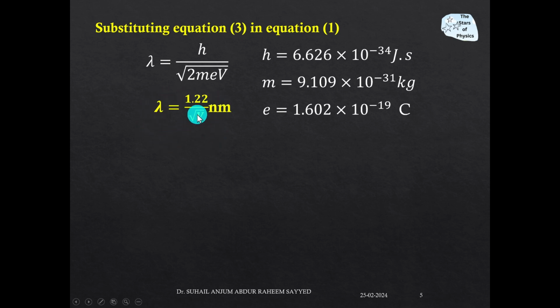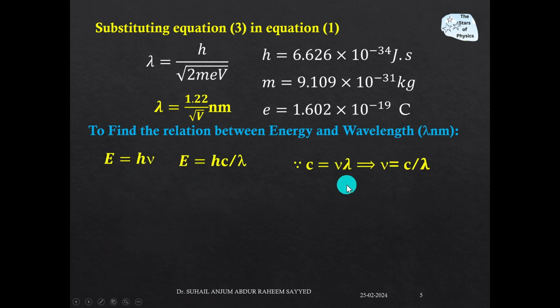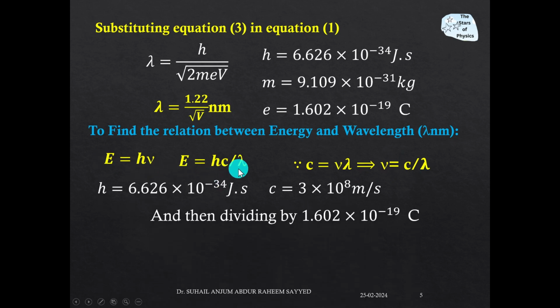So we get this wavelength in nanometer. Now we will derive one more formula to find the relation between energy and the wavelength in nanometer. We know that E is equal to h nu and that c is equal to nu lambda. So from here we get nu is equal to c divided by lambda. So we can write E is equal to h nu as E is equal to hc upon lambda.